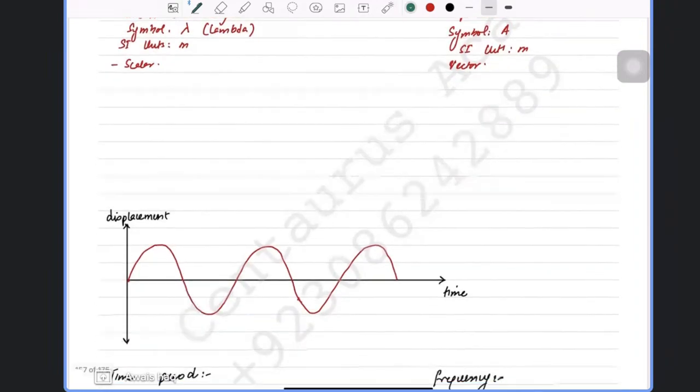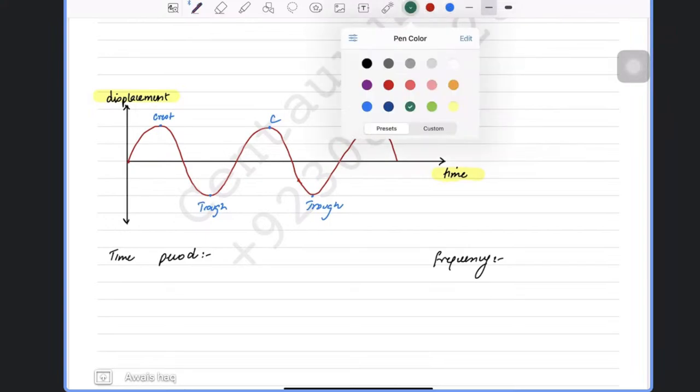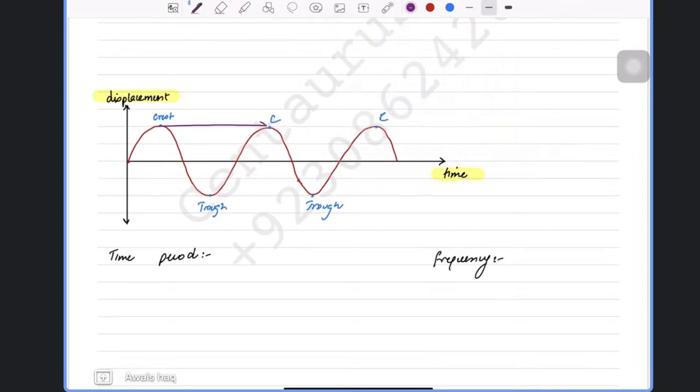Now, the next type of graph we can draw is when we have displacement on the y-axis and time on the x-axis. With this graph, it's basically the same thing. You have crests, let's write them with C, and you have troughs. The way we used to find the wavelength, we can do the same thing to find the time period. You can go from crest to crest, that would be the time period. You can go from trough to trough, that is also the time period. And one whole crest and one whole trough like this, that's also the time period.